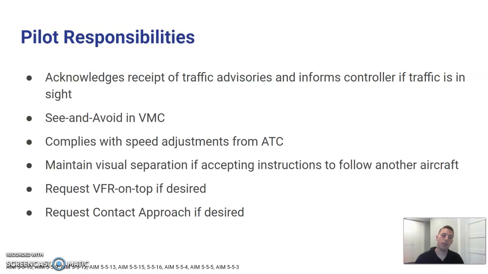Pilot responsibilities: we acknowledge the receipt of traffic advisories and we inform the controller if traffic is in sight. We still have to see and avoid in VMC. We comply with speed adjustments from ATC. Maintain visual separation if accepting instructions to follow another aircraft. So if ATC asks if you have the air traffic in sight and they say follow that aircraft, then we need to maintain our visual separation from that aircraft.